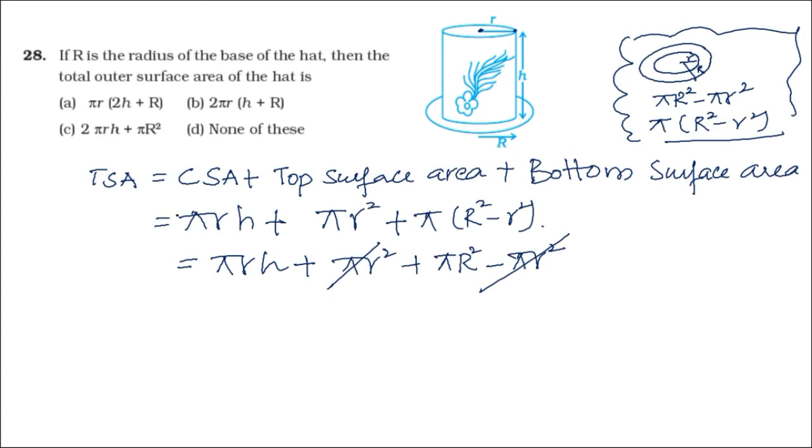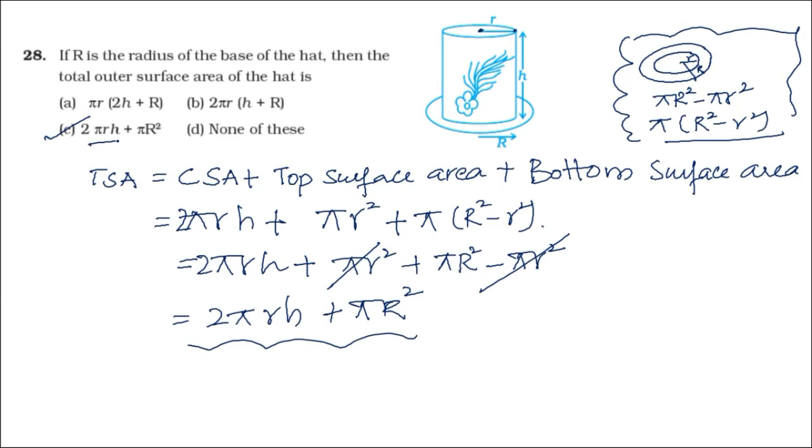Actually, the curved surface area is 2 pi r h, right? I forgot to mention that. So 2 pi r h plus pi R square. Is this option present in the given options? Yes. Option C has 2 pi r h plus pi times of capital R square. So option C is the right answer.